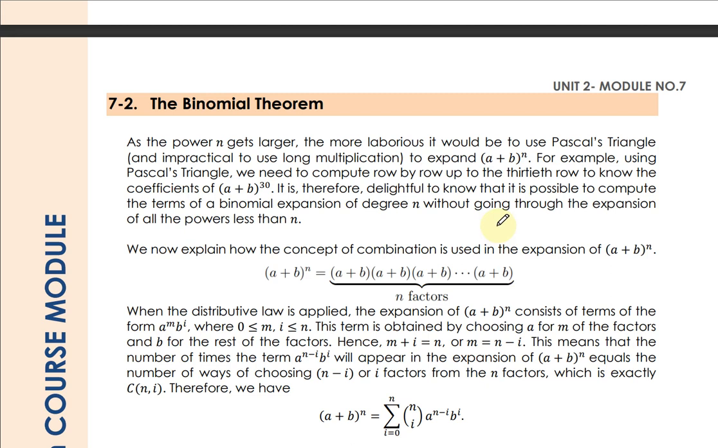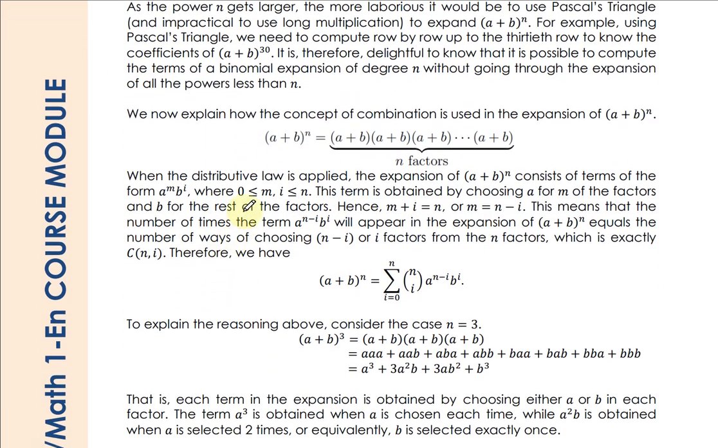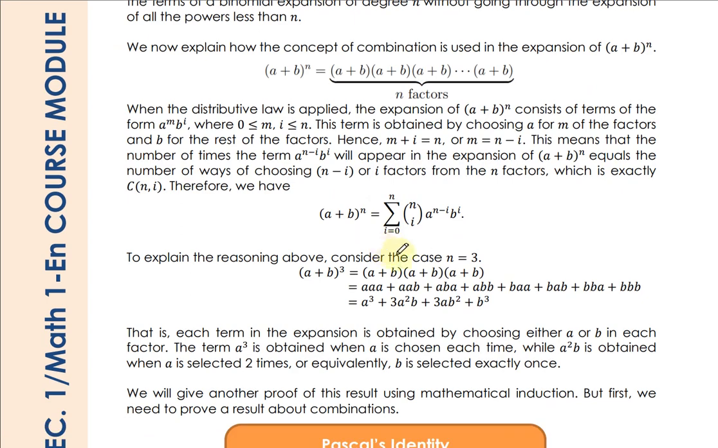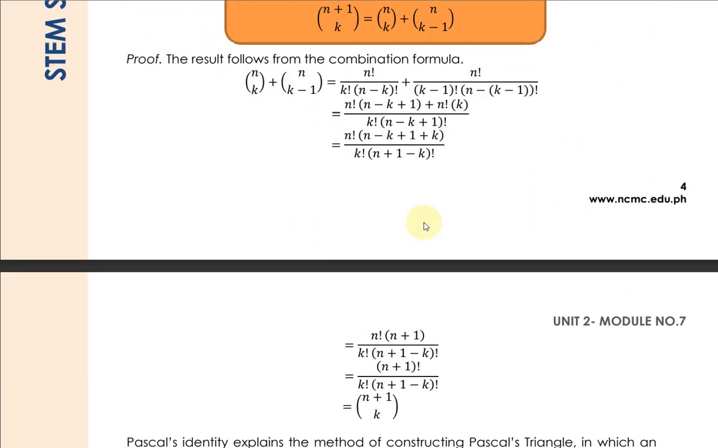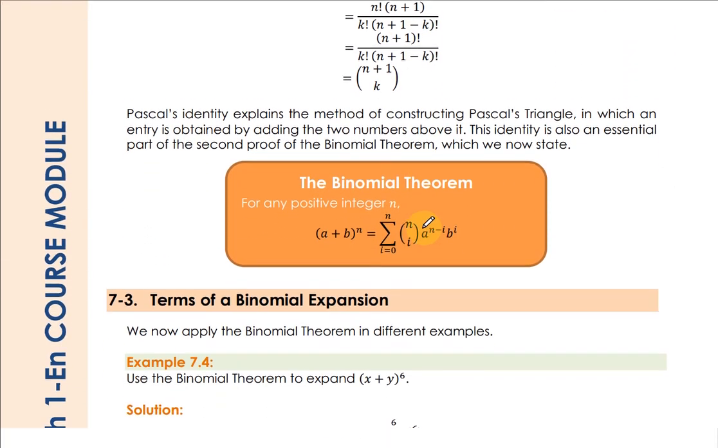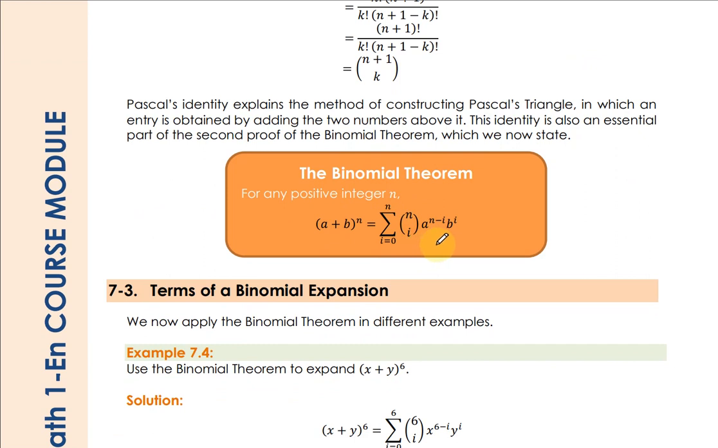And it is therefore delightful to know that it is possible to compute the terms of a binomial expression in the degrees of n without going through the expansion of all those powers less than n. So dili na ta kailangan nga mangita atong nga mga coefficients by just using this binomial theorem. So I'll just skip this part. This is the derivation part and the proving part. So kamo na lay basa ana sa proving. So let's skip to the final or the general formula of the binomial theorem.